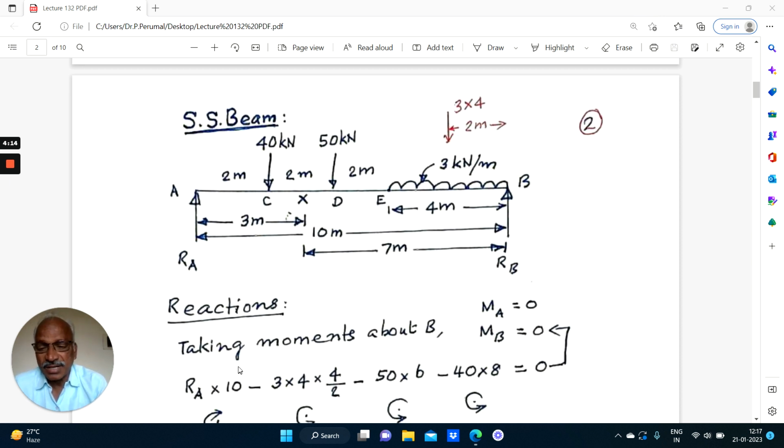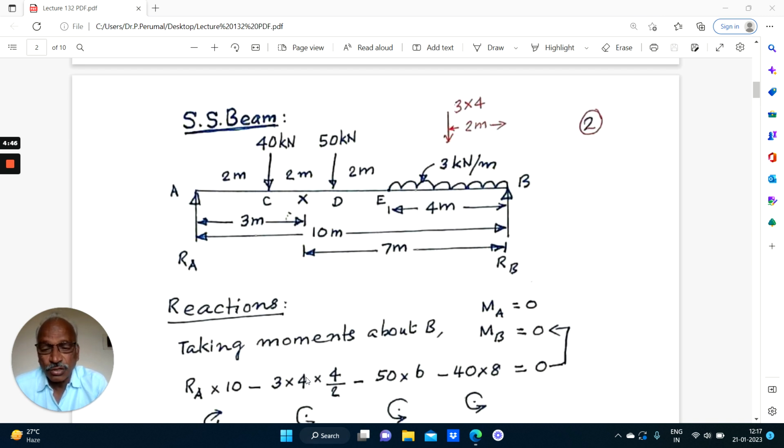So RA into 10 minus UDL. The UDL is 3 kilonewton per meter over a length of 4 meters, so 3 into 4 is the total load. The total load will be acting at the centroid, the center of gravity of the UDL. That is 4 meters by 2, so 2 meters from B or 8 meters from A. That is the point where the total load 3 into 4, 12 kilonewtons, will be acting.